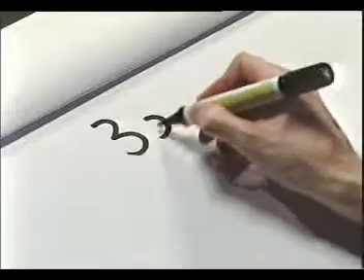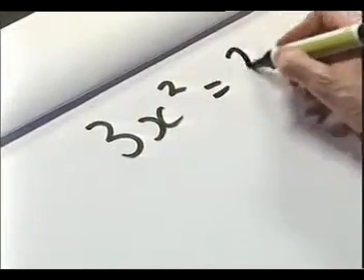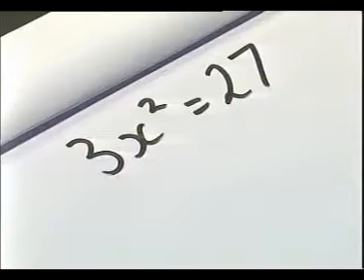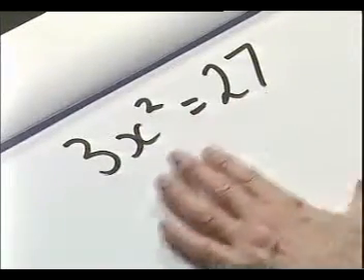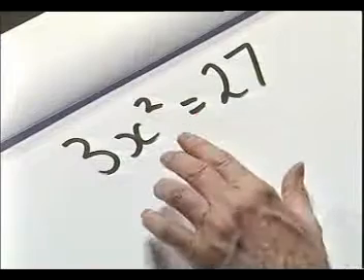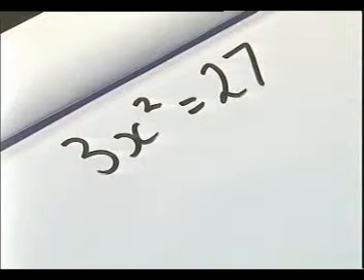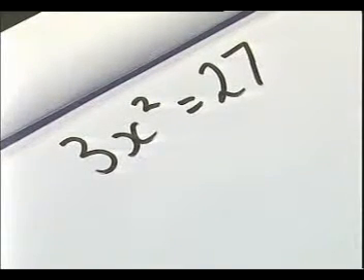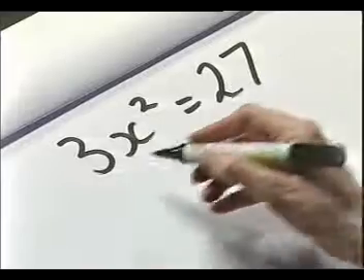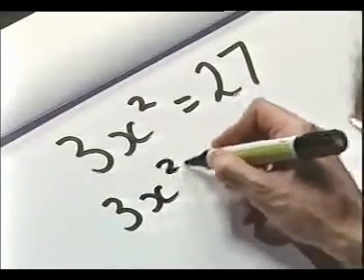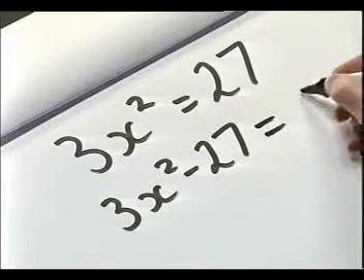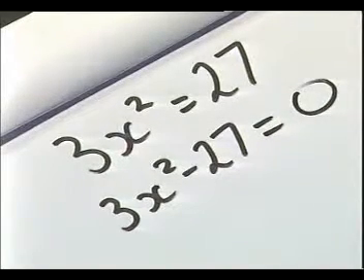I'll begin with 3x squared equals 27. There is no x term, but that still doesn't stop it being a quadratic equation because it's got this x squared term in. So we begin by writing it equals 0. So I take the 27 off each side. So we have 3x squared minus 27 equals 0. That's the first step, and one that you must do every time.